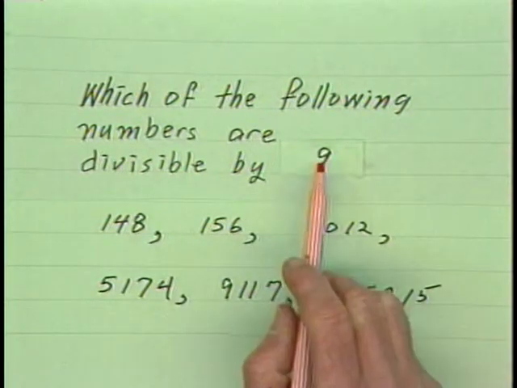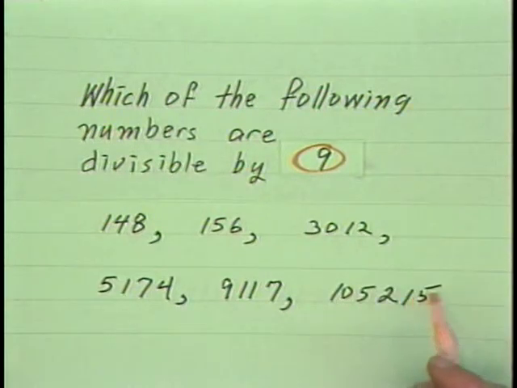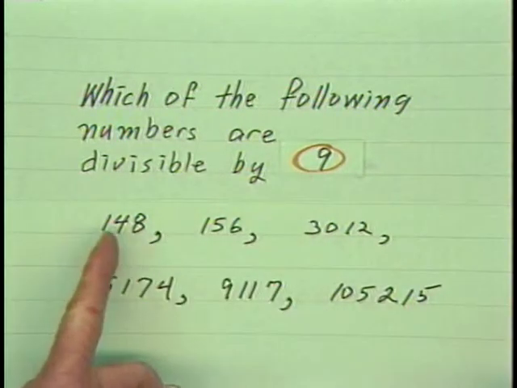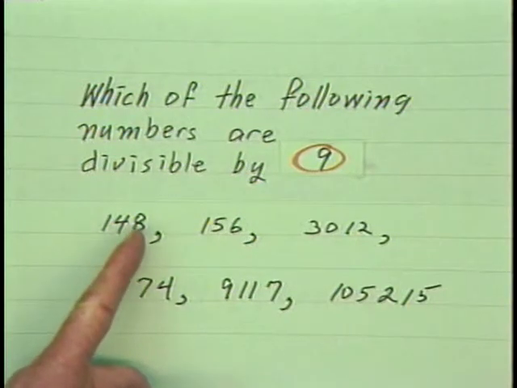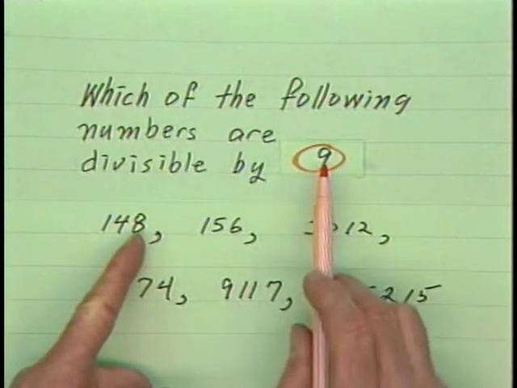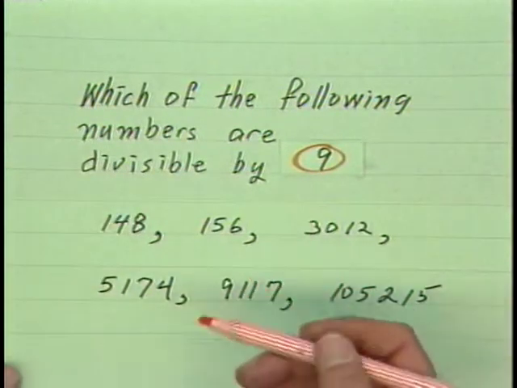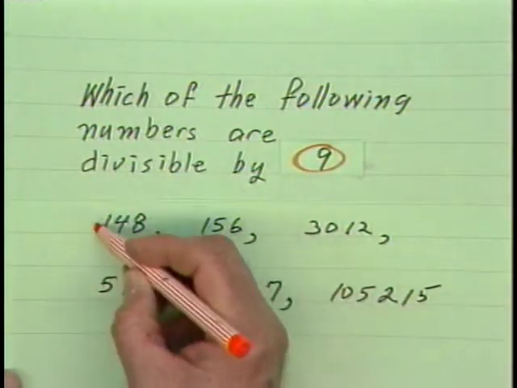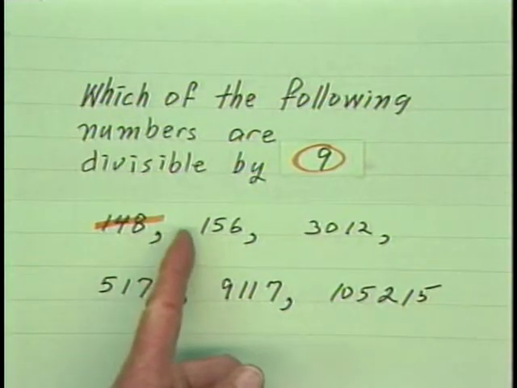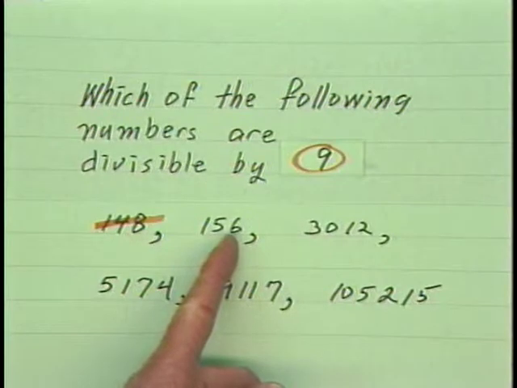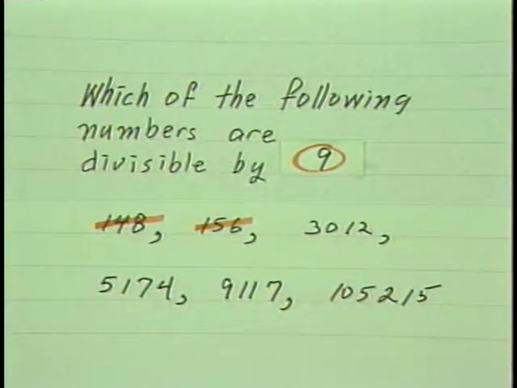And how about divisibility by 9? Recall that test was add up the sum of all the digits. So 1 and 4 is 5 and 8 is 13, and ask, will 9 divide into that sum, 13? If the answer is no, then it won't divide into the number 148. Here, 1 and 5 is 6 and 6 is 12. 9 won't go into 12. It won't go into that.